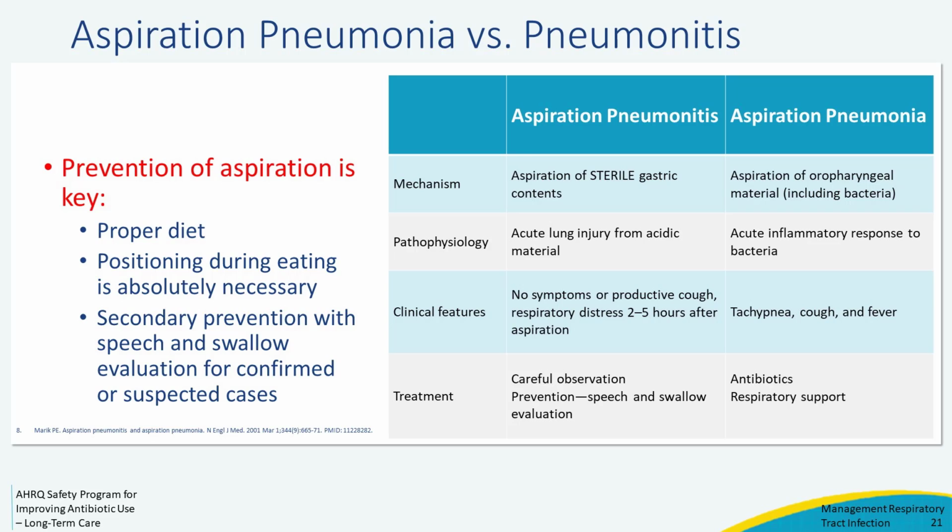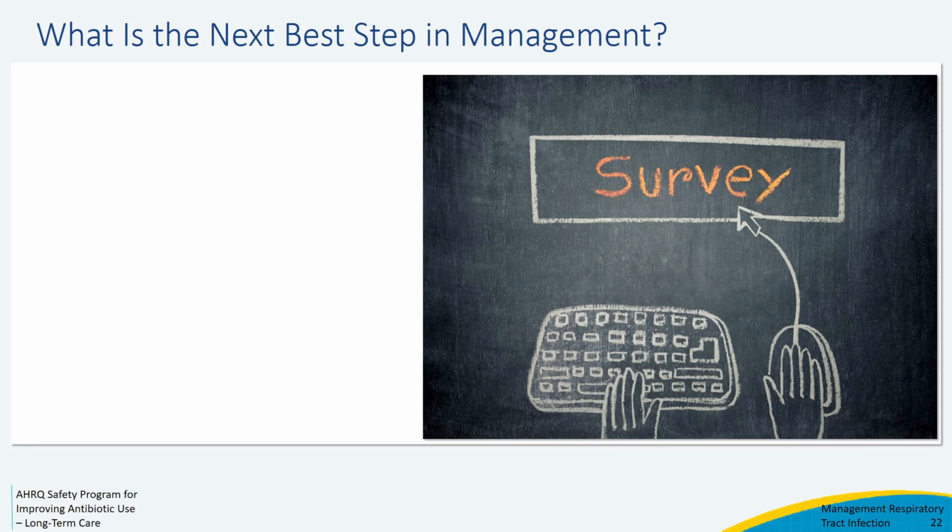Ensuring that the patient is on the proper diet and is positioned properly during eating are absolutely necessary. If a resident has an episode of aspiration or appears at high risk for aspiration, obtaining a speech and swallow examination to confirm they are on the appropriate diet and clarify their risk can help to prevent future aspiration events. Based on our review of these syndromes, what do you suggest for our next best step in management?